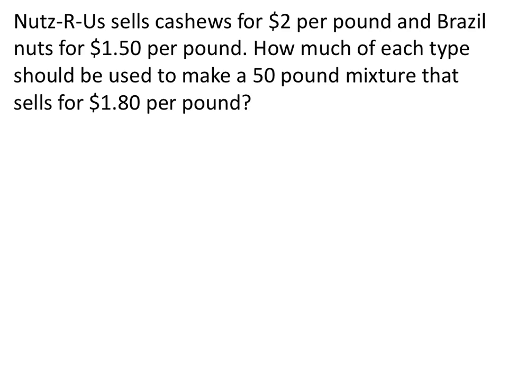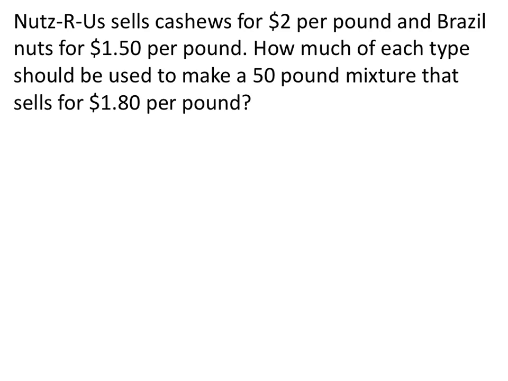In the meantime, let's go ahead and solve this problem using a system of equations. Alright, Nutz-R-Us sells cashews for $2 per pound and Brazil nuts for $1.50 per pound. How much of each type should be used to make a 50-pound mixture that sells for $1.80 per pound?